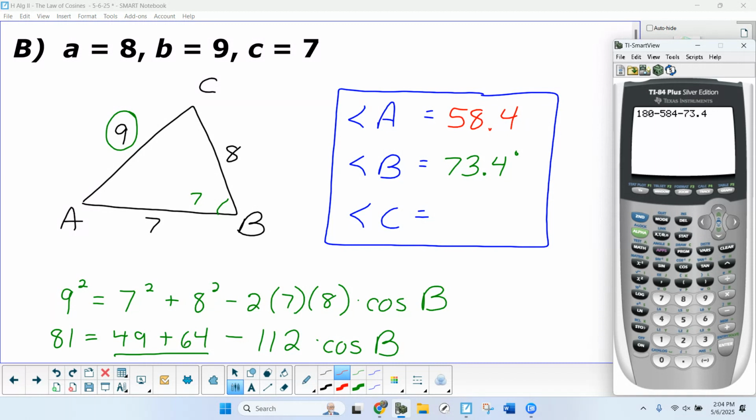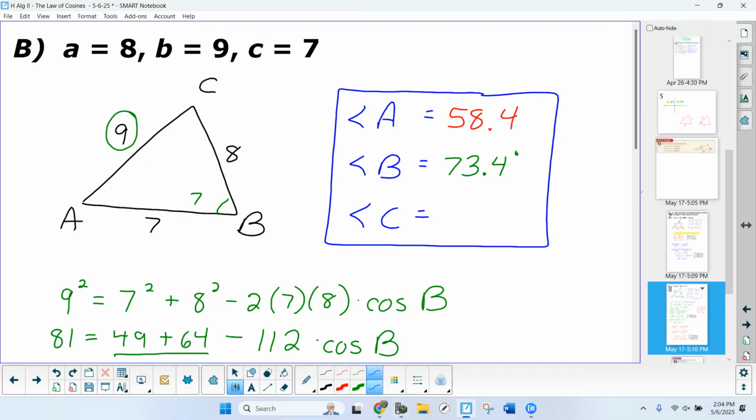And what did you guys get when you did that? Okay. Did you guys get 48.2? Yep. All right. What should we make sure all those add up to when we're done? 180. So double checking it does. All right. Are we good on that one?